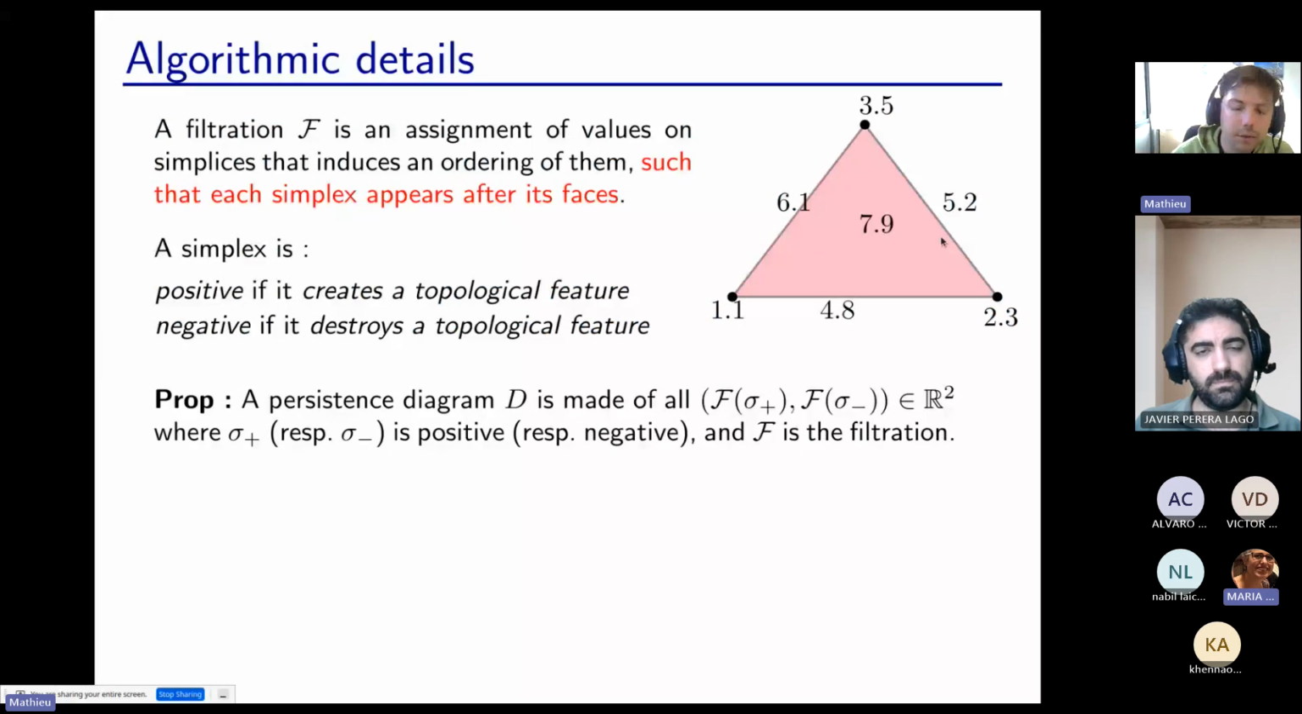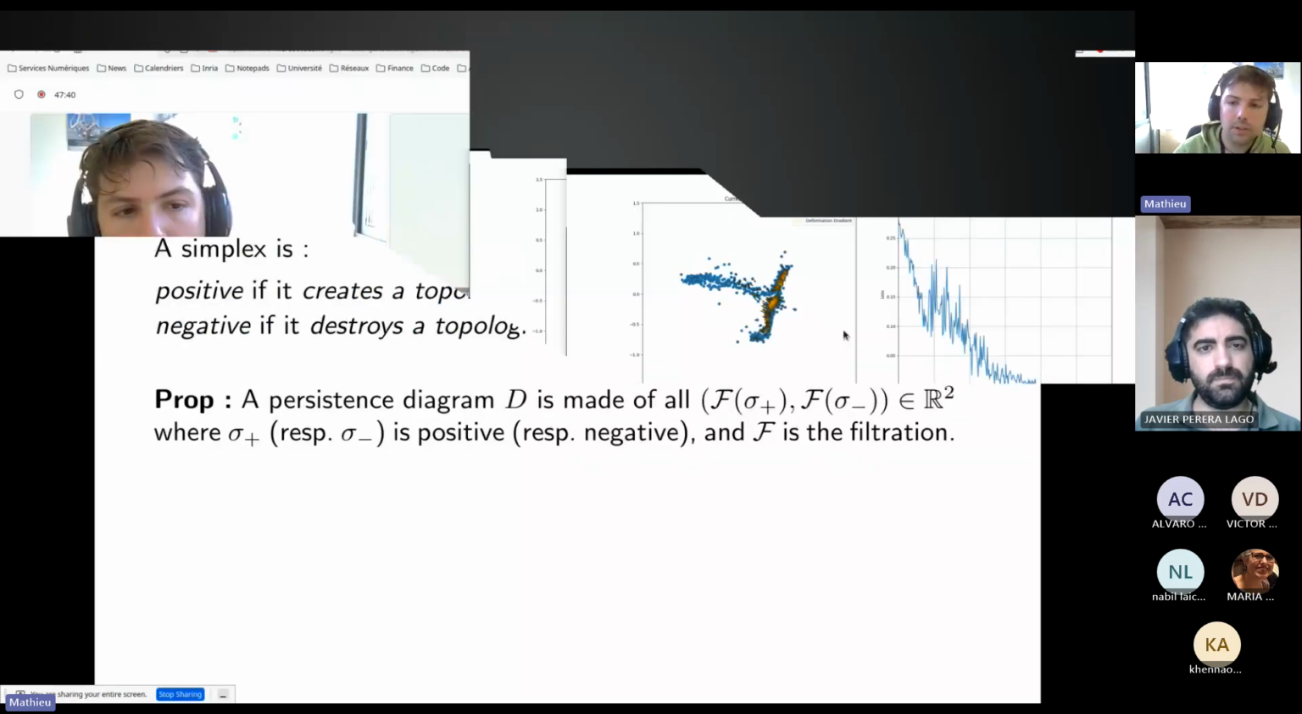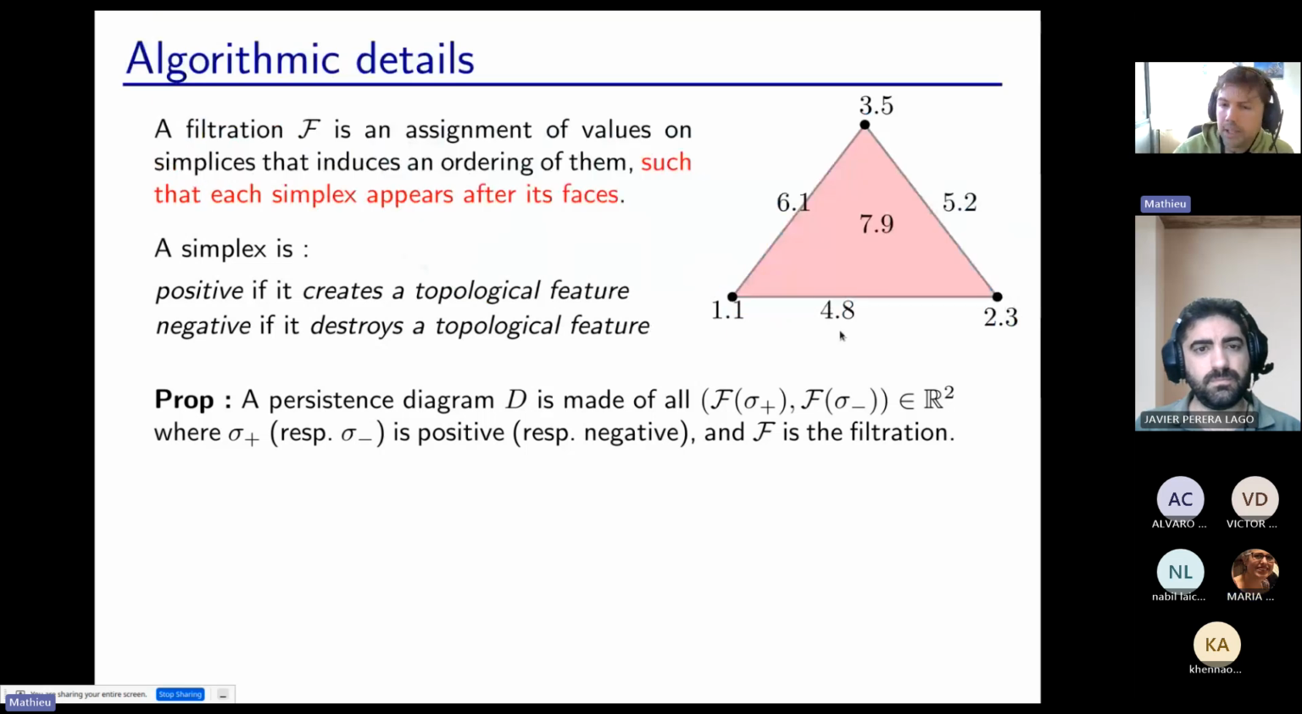The good news is that the resulting persistence diagram will not depend on the order that you fix. But practically speaking, you still have to decide which of the two you want to include first. It doesn't impact the result, but in practice, you have to fix an order.